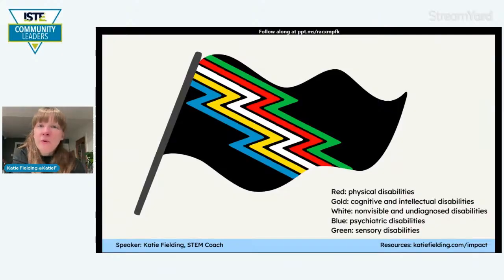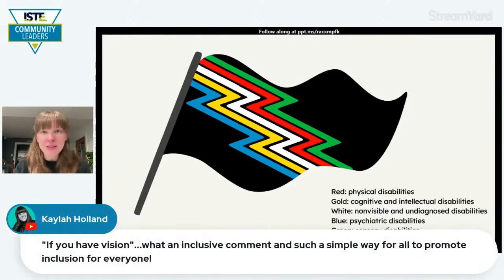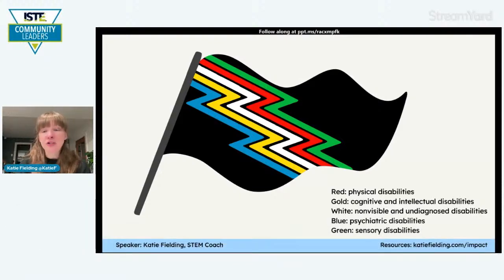This, if you've never seen it before, is the Disability Pride flag. And I love it because each stripe on it represents a different classification or category of disability. So the red stripe is physical disabilities, the gold stripe is cognitive and intellectual, the white stripe is me, the non-visible or undiagnosed disabilities, the blue is psychiatric, and the green stripe is the sensory disabilities. So look for that flag in places, or maybe even share it in your classroom, and let people know that you are an ally for accessibility and disabilities.